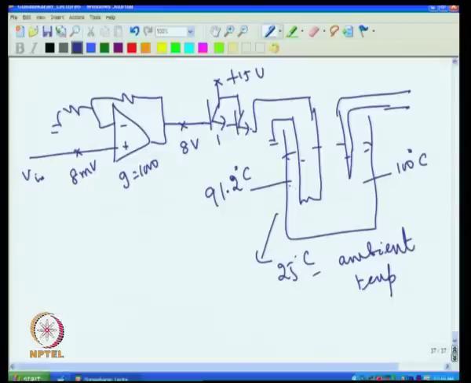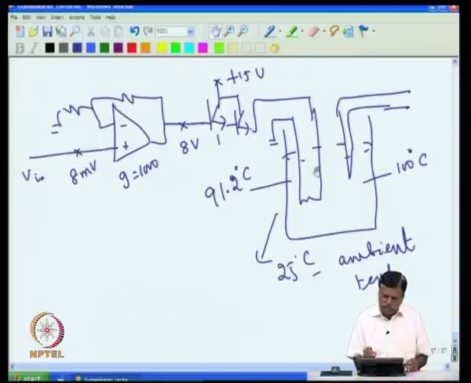91.2 degrees C only. I had set 100 degrees C, but it does not go to 100 degrees C, it goes only to 91.2 degrees C, because if it tries to go more than 91.2, this error will come down, then the heater voltage will come down, and the heater will not be able to maintain 91.2 degrees if the voltage at the heater comes down. So now it has stabilized at 91.2, but we wanted 100 degrees C, and this is the situation at 25 degrees C ambient.